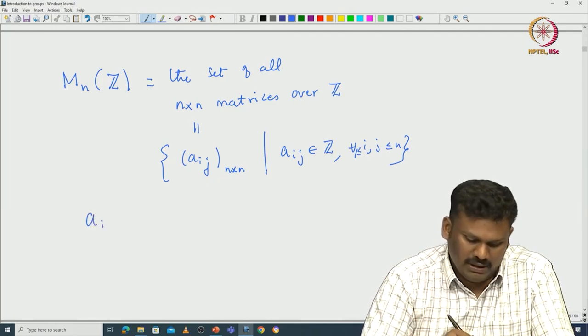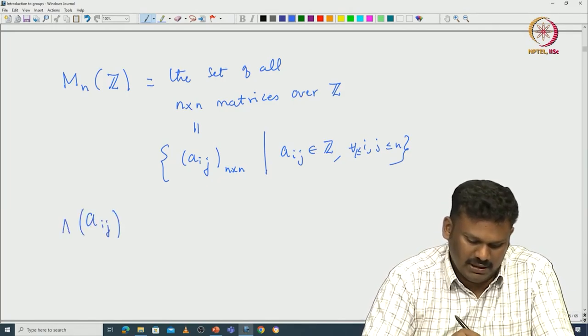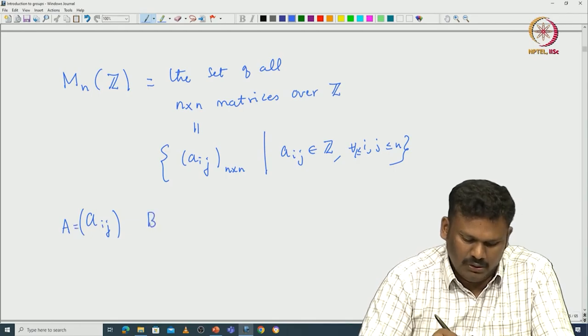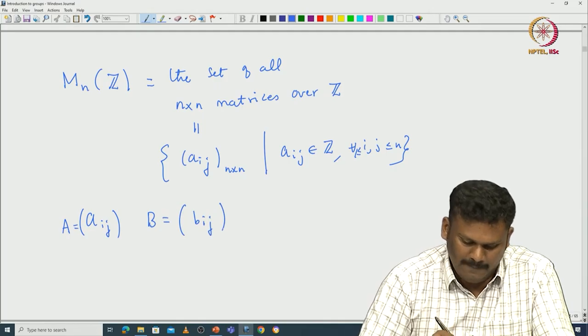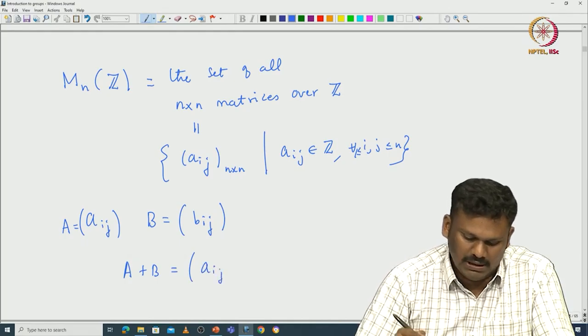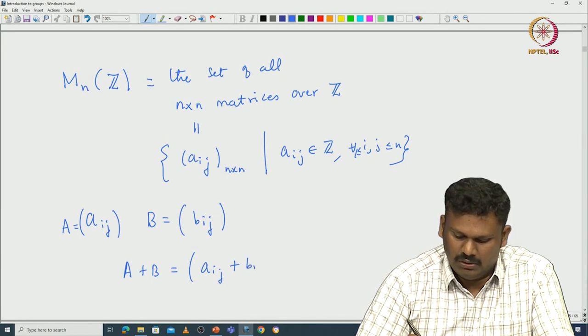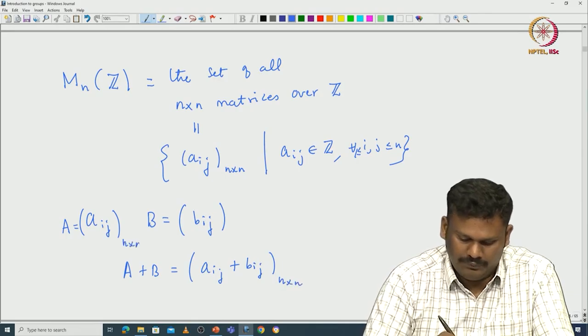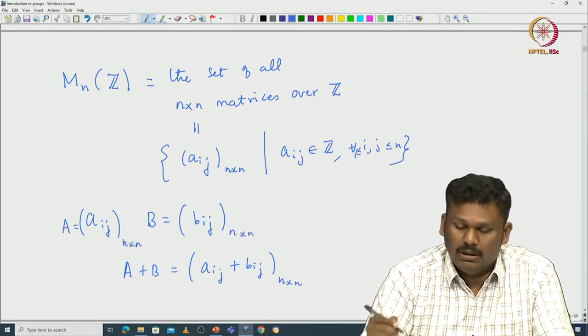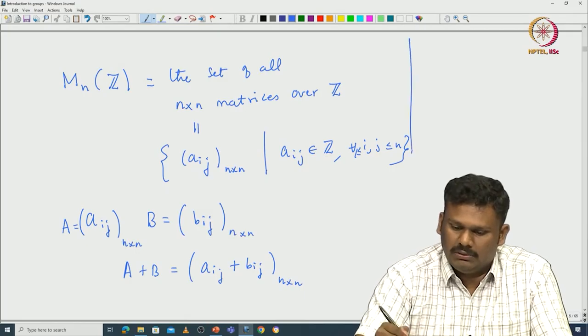So, for example, if I take A_ij, that is the matrix capital A, and you take the matrix capital B to be B_ij, then what is A plus B? A plus B is just, you add in the ijth position, A_ij is there and B_ij is there. You just add those two numbers in that ijth position. Okay, so that is your addition. I will leave it to you to check.